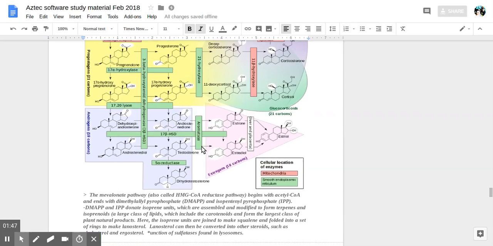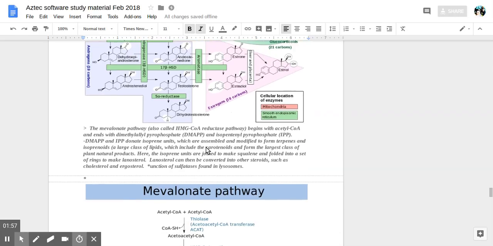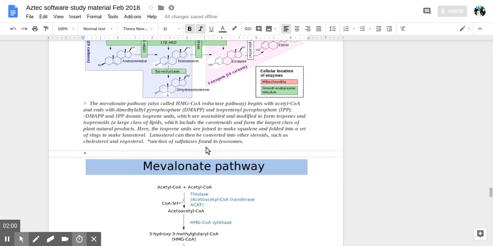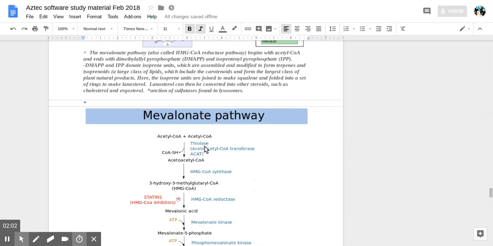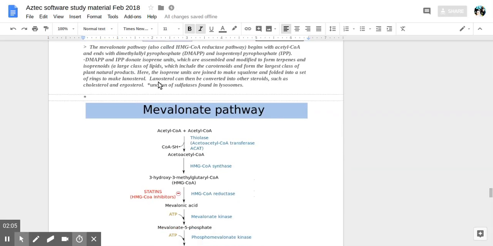So the mevalonate pathway, also called HMG-CoA reductase pathway, begins with acetyl-CoA, ends with dimethylallyl pyrophosphate, which is used to produce the steroid molecules, as we will see. Let's see. We're trying to make DMAPP and IPP, isopentenyl pyrophosphate.